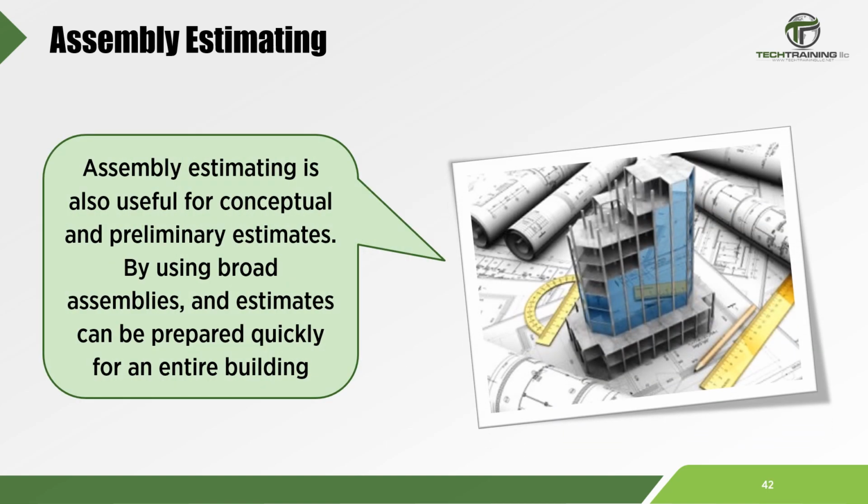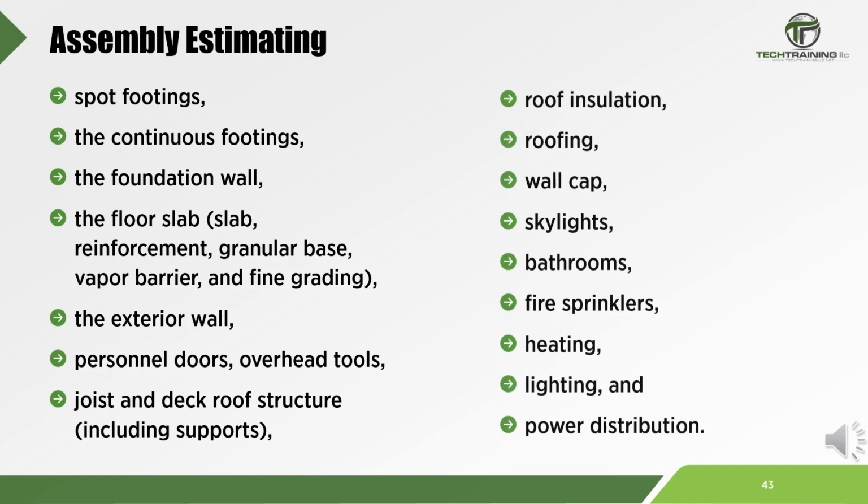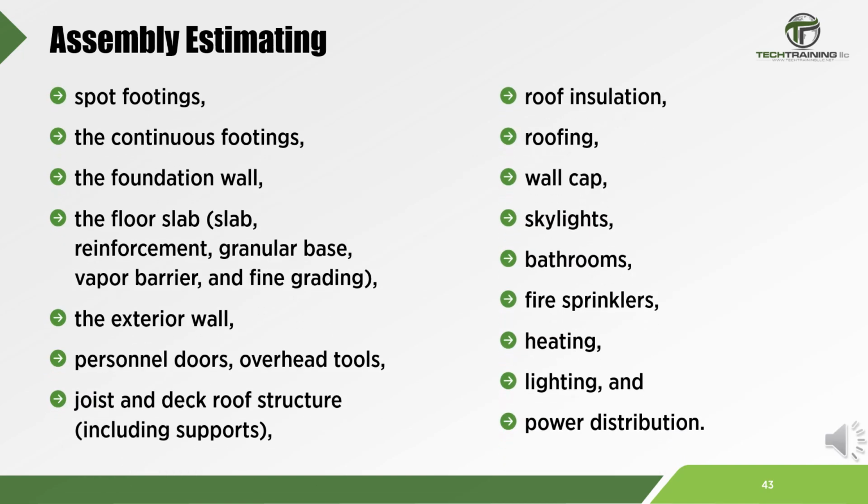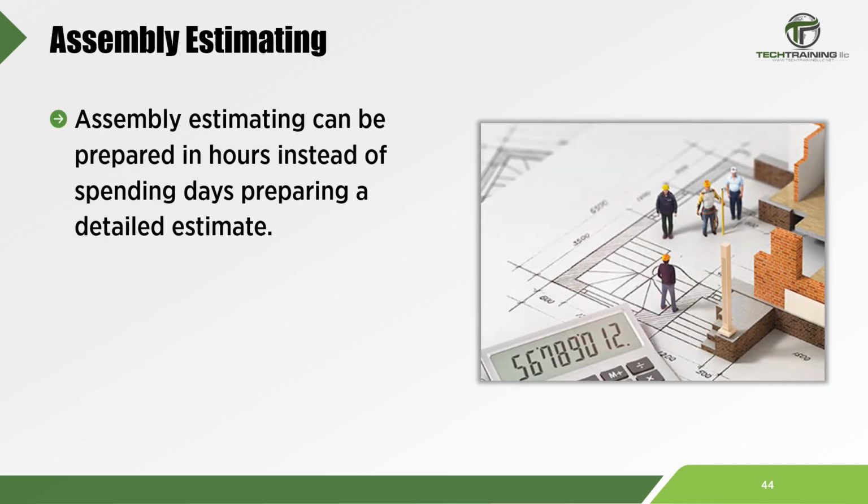This simplifies the estimating process and increases the productivity of the estimator. Assembly estimating is also useful for conceptual and preliminary estimates. By using broad assemblies, an estimate can be prepared quickly for an entire building. For example, an estimate for a warehouse could be prepared using assemblies for the footings, foundation, floor slab, granular base, exterior walls, personnel doors, etc. This type of estimate can be prepared in hours instead of spending days preparing a detailed estimate.